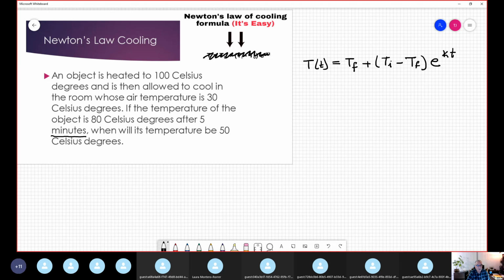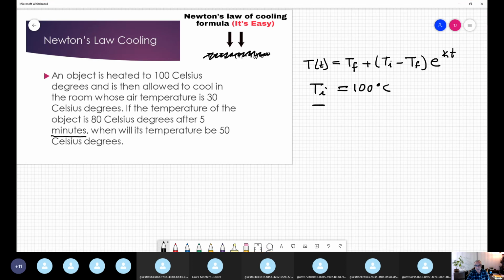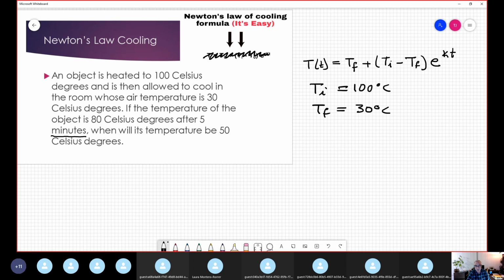Okay. Now we have an object heated to 100 Celsius degrees. This is the initial temperature. And then it is allowed to cool in a room whose air temperature is 30 Celsius degrees. This is the final temperature. It's a classical cooling process. Look, decreasing temperature. If the temperature of the object is 80 Celsius degrees at t equals 5 minutes, when would the temperature be 50 Celsius degrees?